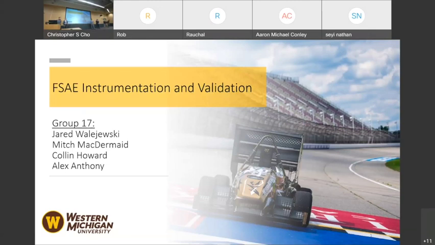And this is our project, Instrumentation and Validation of the Formula FSAE vehicle.